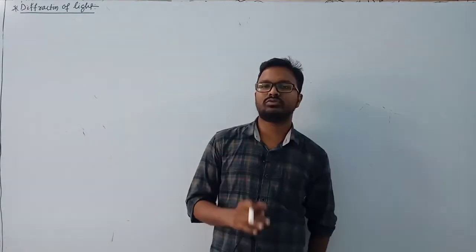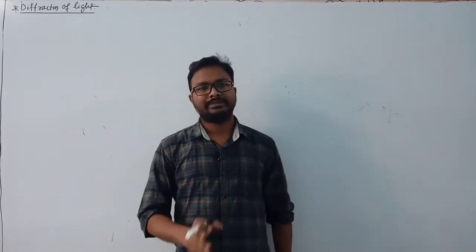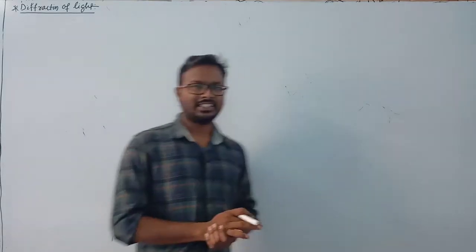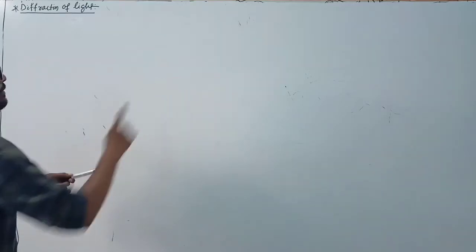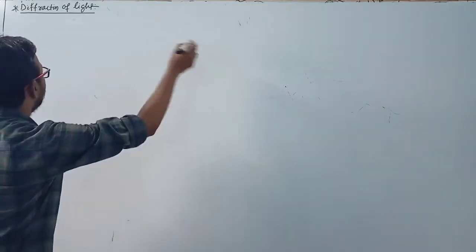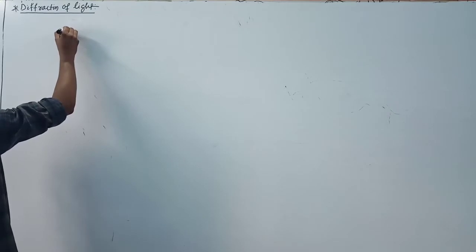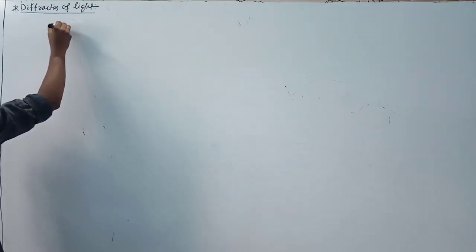Now we will start a new concept here, the diffraction of light. Diffraction of light means bending of light, how light bends. Clear? So first, we already know the rectilinear propagation of light, that means light always travels in a straight line path. So suppose there is a slit here, there is a source and slit here, we place the source here.